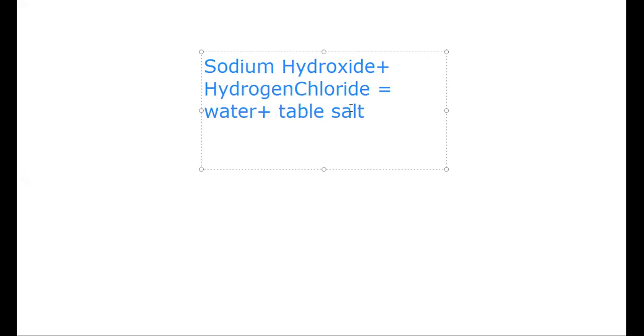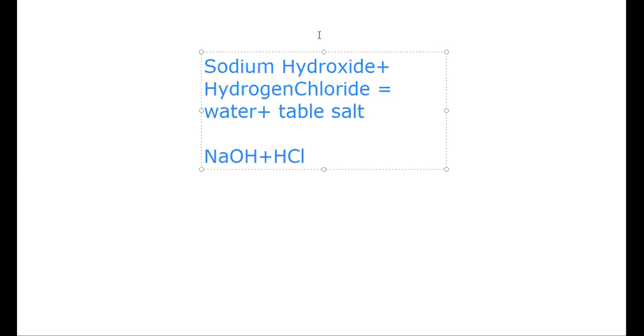How can I write this as a chemical equation in symbols? Sodium hydroxide, its chemical symbol is NaOH. Notice that Na is sodium, an element, O is oxygen, and H is hydrogen. OH, if you remember, makes a group called hydroxide. Plus, what can I write instead of hydrogen chloride? It is HCl. These are the reactants.